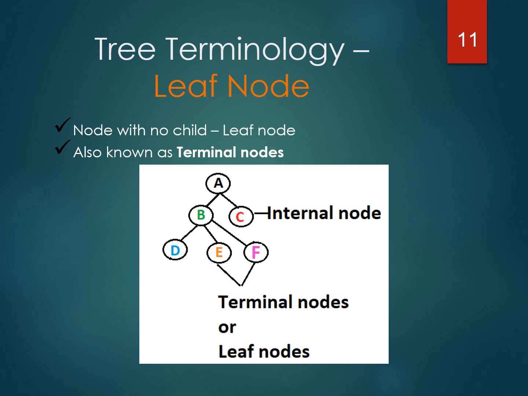Next is leaf node. A node with no child is called a leaf node. So here in this case, C is a leaf node, D is a leaf node, E is a leaf node, F is a leaf node, and B is an internal node.